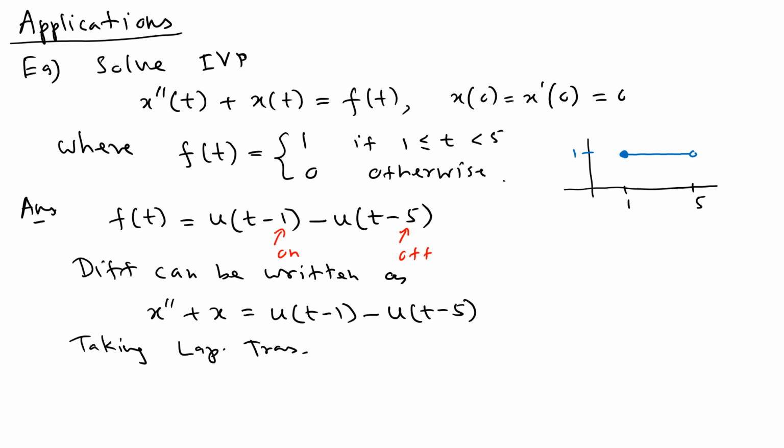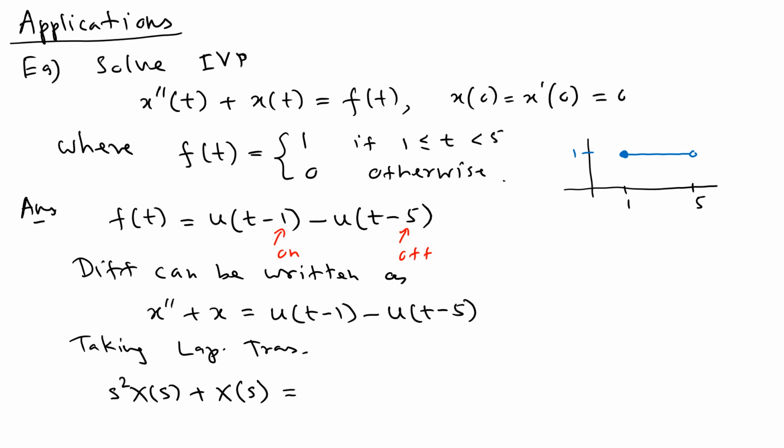Since the initial conditions are 0, things are going to be easy. This is simply going to be s squared X(s) plus X(s). The reason is initial conditions are 0, so you don't see anything else. And then this one, we know this is the u function, and we know the Laplace transform of that.